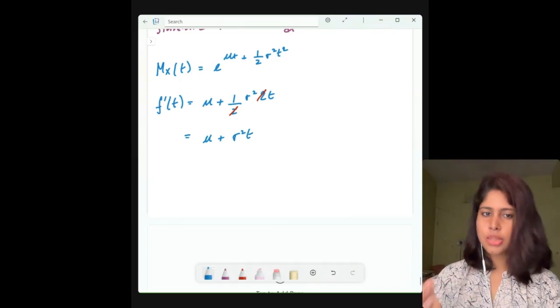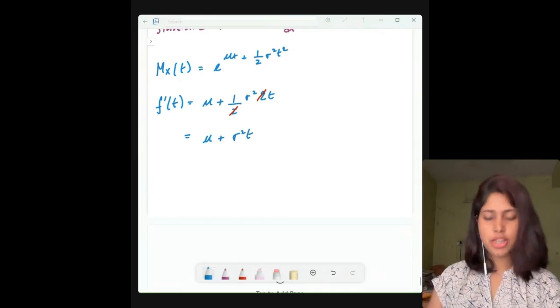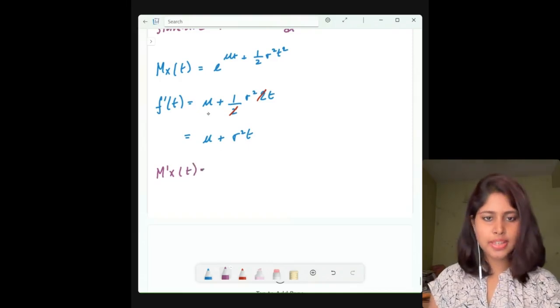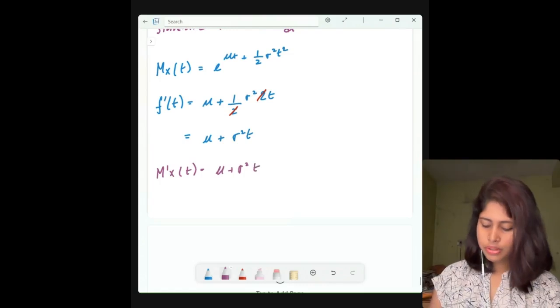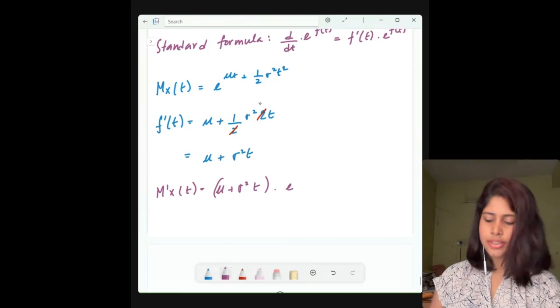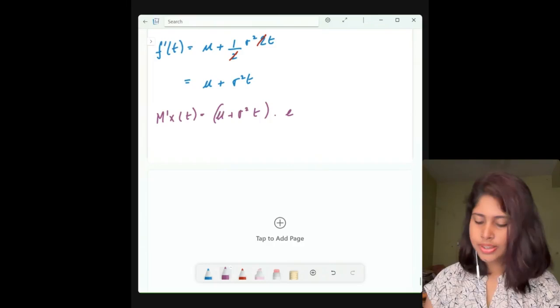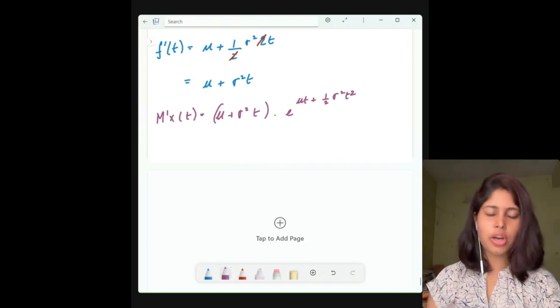So this is the exponents differentiation. Now what will be the full thing, that is M dash X(t)? M dash X(t) will be equal to, first we are going to write this thing: (mu + sigma square t) into e to the power the whole thing. That is the whole thing. This is f dash(t) into e to the power f(t), right? So the whole thing, that is e to the power (mu t + half of sigma square t square). So this is our M dash X(t).